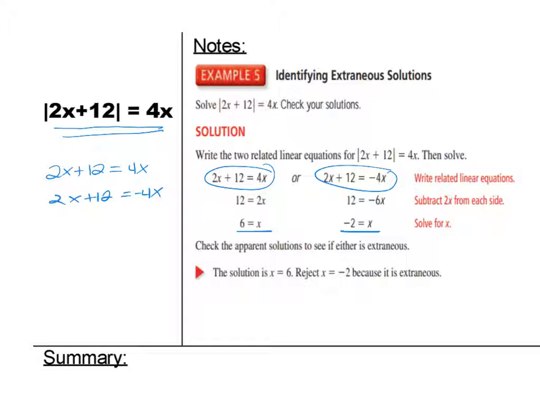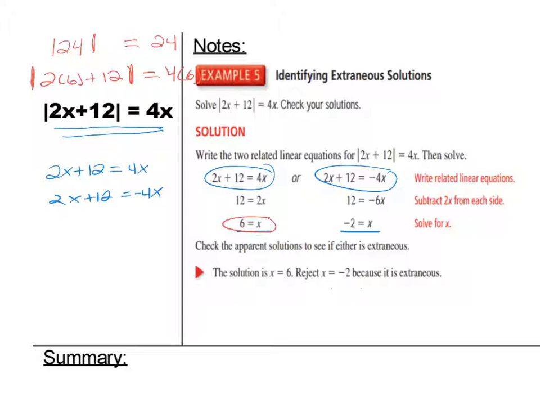But something strange happens when you plug in these answers. When you plug in 6, it works. 2 times 6 plus 12, the absolute value equals 4 times 6. So you have to plug in 6 everywhere you see an x. So that's 12 plus 12, that's 24, equals 4 times 6, which is 24 as well.